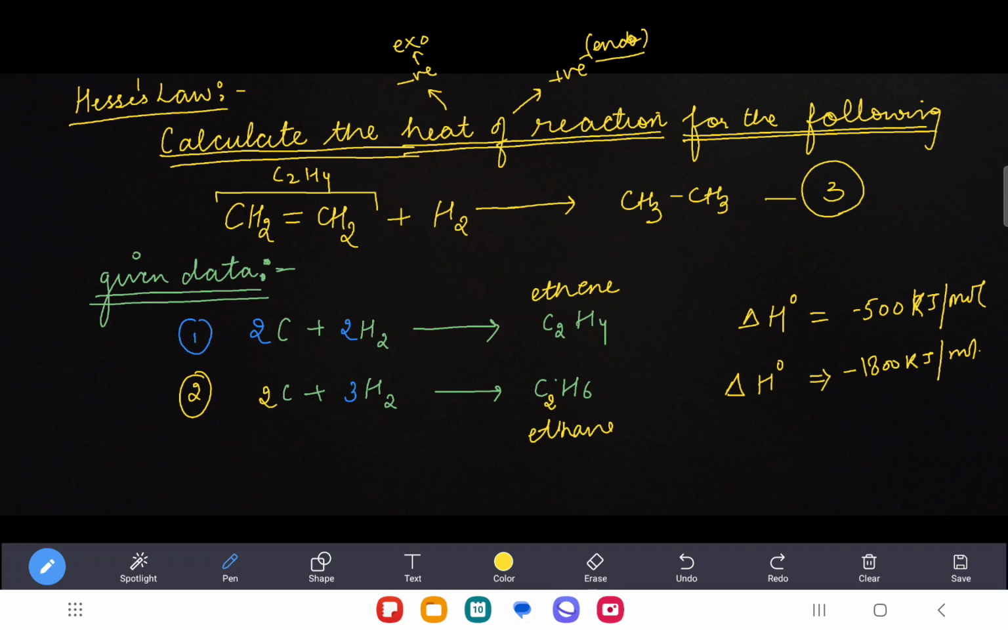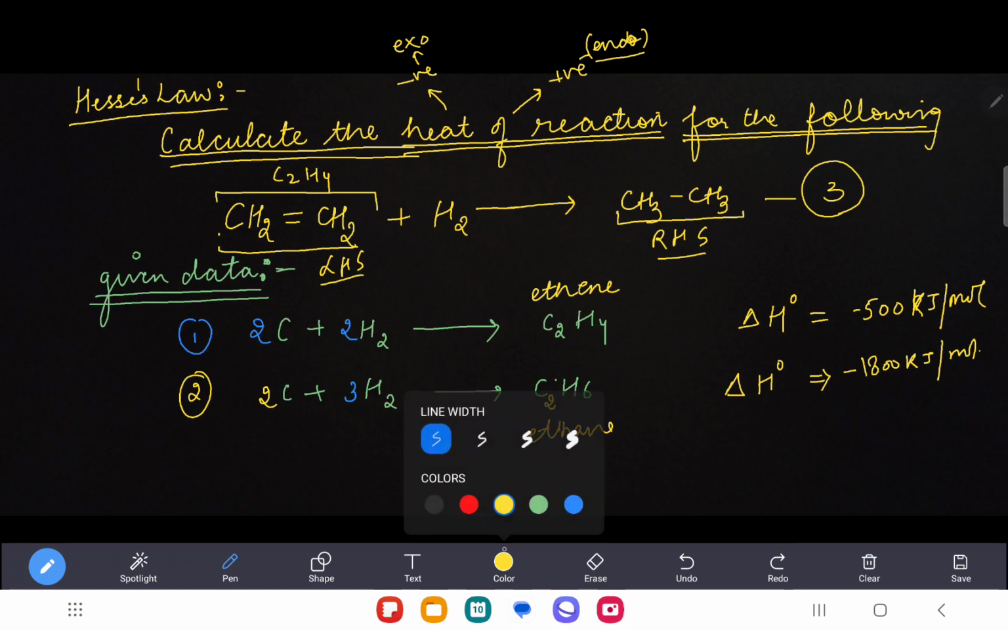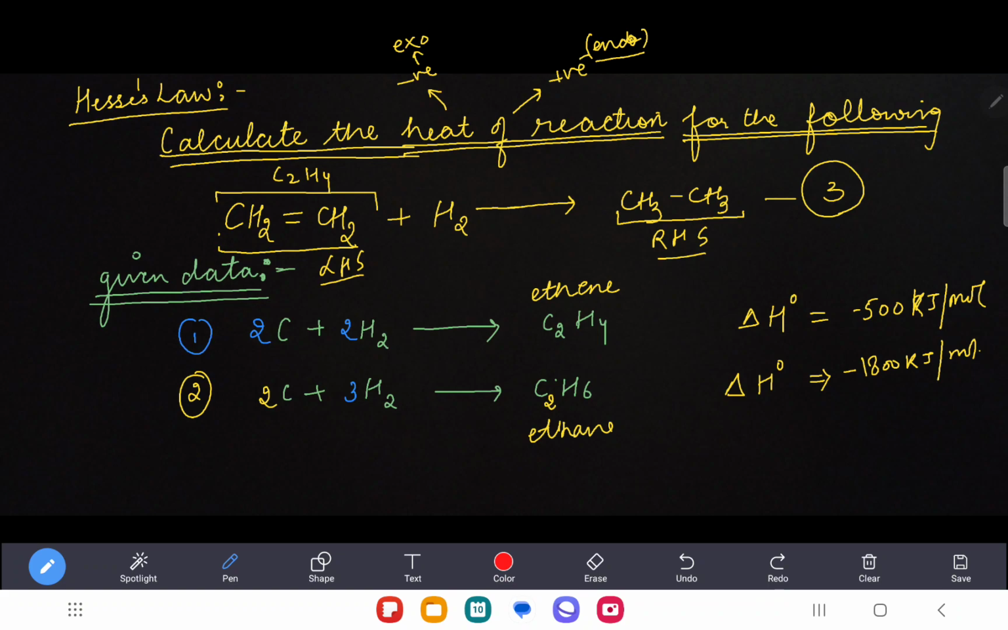So what exactly is happening? You tell me. C plus H2 gives you C2H4. How do I modify these equations? See, I need C2H6 on the right hand side, and I need C2H4 on the left hand side. You understand? So how do I modify? Don't you think that I should reverse my reaction number one?